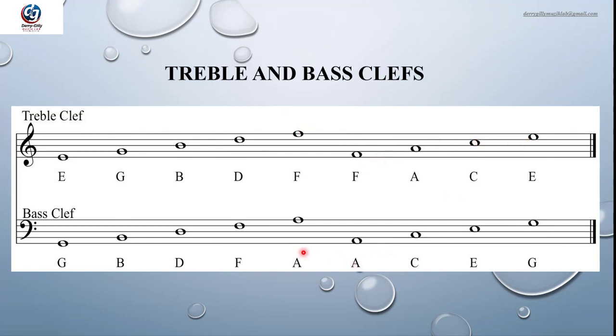When you go to the bass clef, if the fourth line is F, following the English alphabet rule, then it means we can simply name the lines.